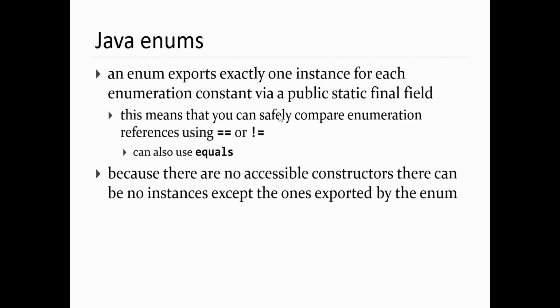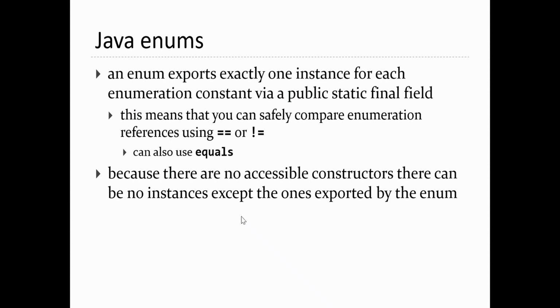And so what does that mean? If there's only one object for every constant, I don't have to use dot equals to compare them. I can just use equals equals or not equals if I want to. You can still use dot equals if you want to, but when you're working with enumerations, you can just use equals equals or not equals. Why? Because equals equals tests whether two objects have the same address. Enumerations guarantee that for every constant there's exactly one of those objects, so it always has the same memory address.